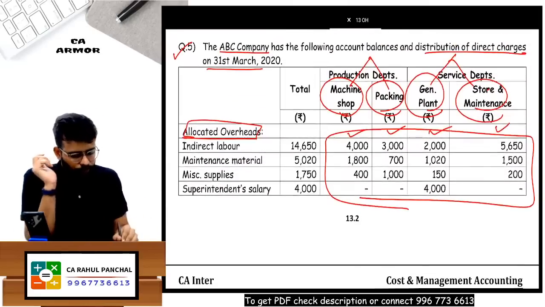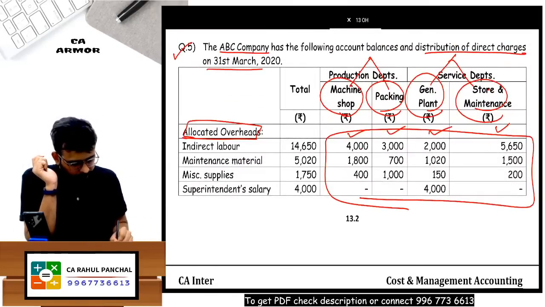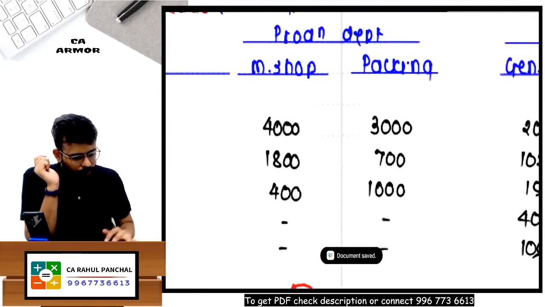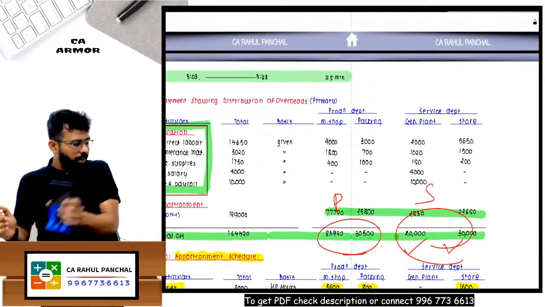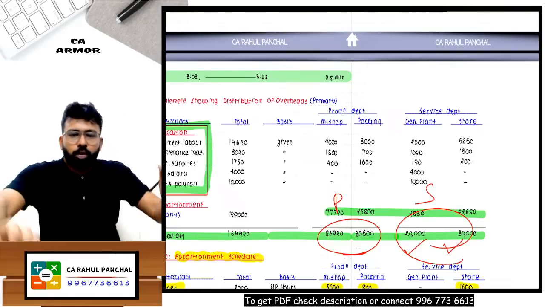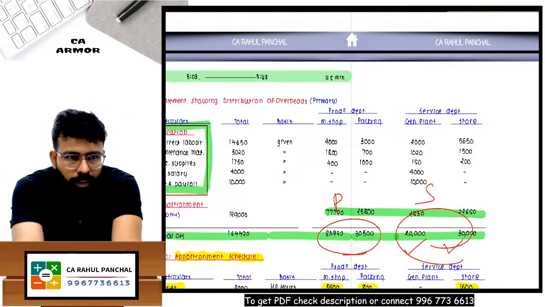No need to worry. It is like 4,000, 3,000, 2,000, whatever it is. You will copy this. Dekho. You will just make the format like this. Maybe I need to stretch the screen so that whatever has been cropped should be visible.